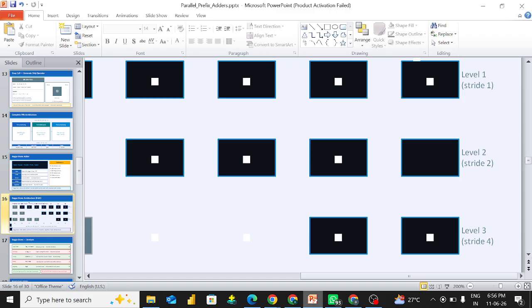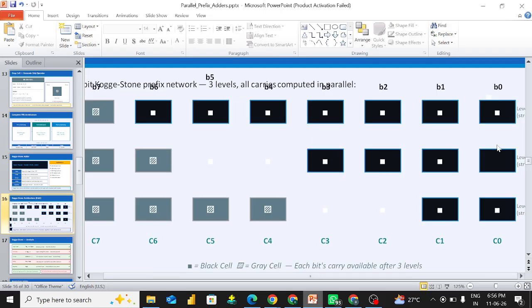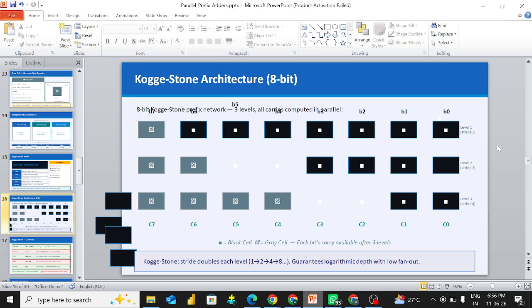I hope everyone got my point. Inside a binary tree, the stride doubles every level. If you have a level 4, the stride there will be stride 8. This is a very important point, just remember how level and stride differ.